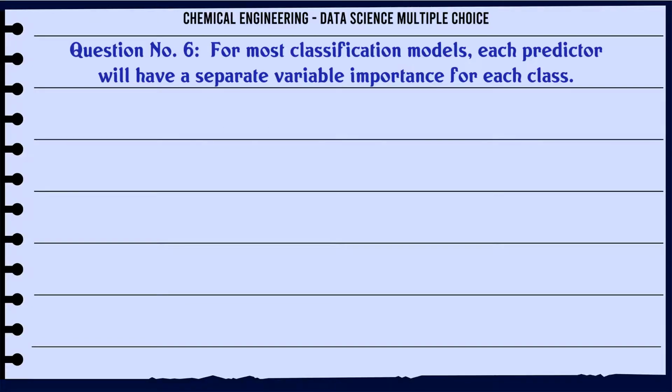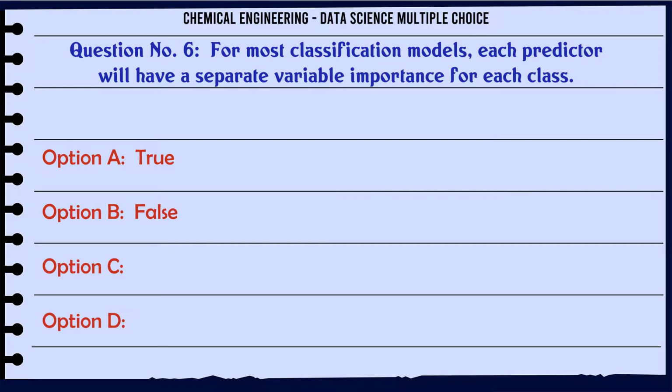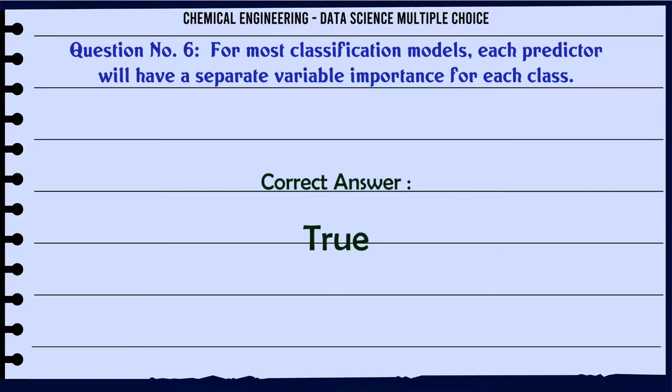For most classification models, each predictor will have a separate variable importance for each class. A. True. B. False. C. D. The correct answer is True.